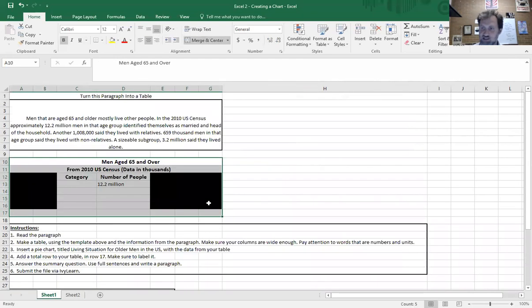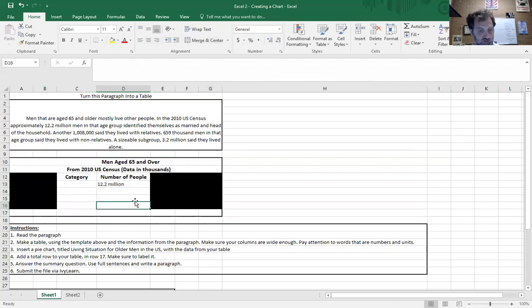Okay, so that's kind of the first part, just interpreting and making sure you get this table filled out. Once you have the table filled out, the rest should be pretty straightforward. What you're going to do is make a chart. To make a chart, I'm just going to put in some fake stuff here.